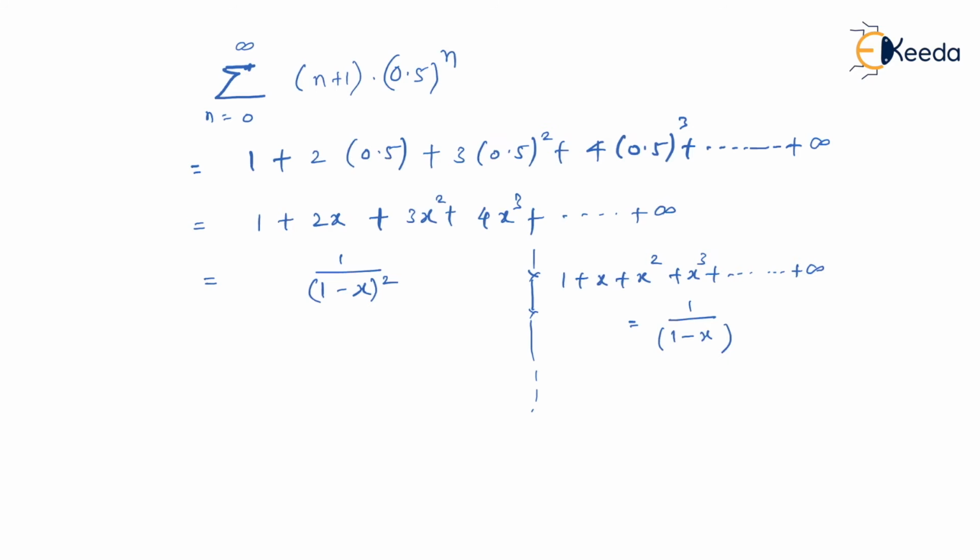So here the value of x is equal to 0.5. So this is equal to 1 upon 1 minus 0.5, the whole square, which is equal to 1 upon 1 by 2 square, which will result in 4. So finally what they were asking us, that is summation of y of n where n moves from minus infinity to plus infinity, the value of this is equal to 4. Let us move to the next question.